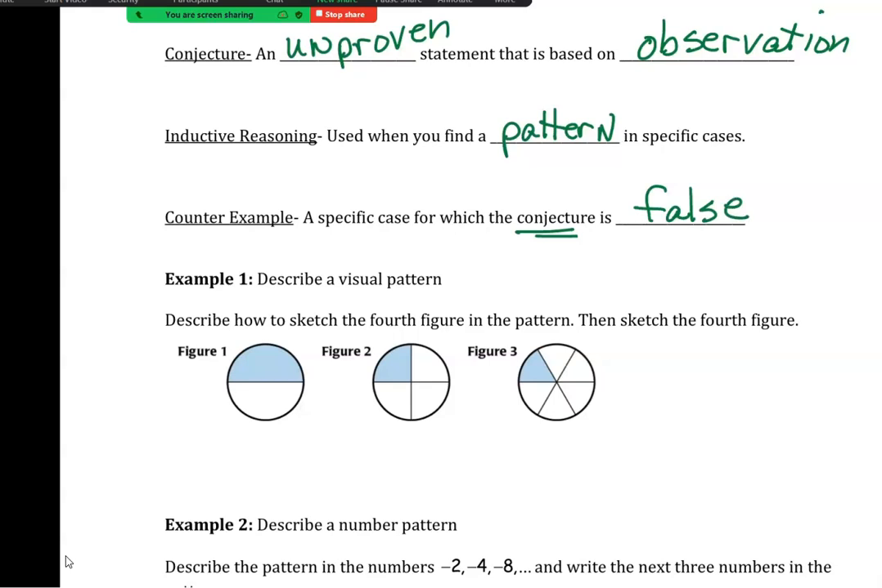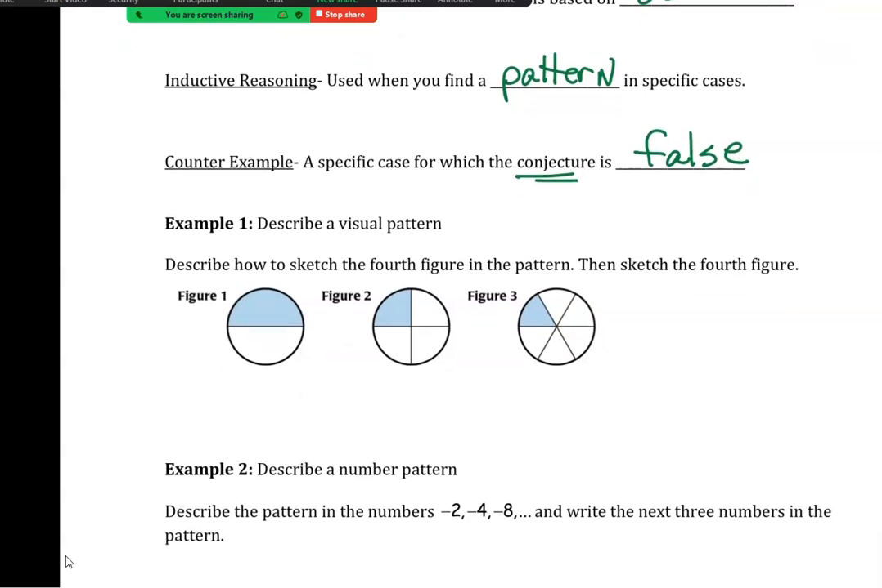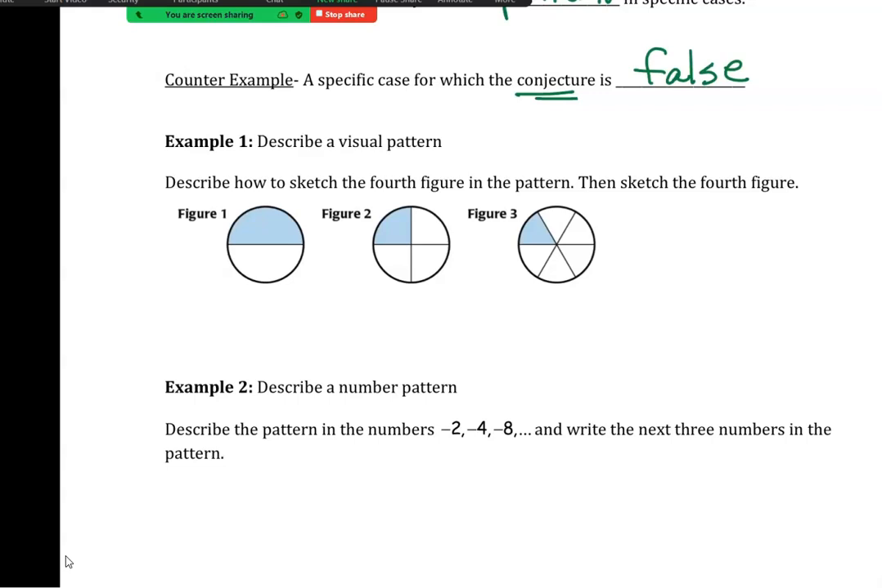So for example, if my conjecture was every Monday it rains, because I see this pattern, and I want a counterexample about that, my counterexample would be this Monday it did not rain. So that counterexample made that conjecture incorrect. Okay, so then let's keep going.